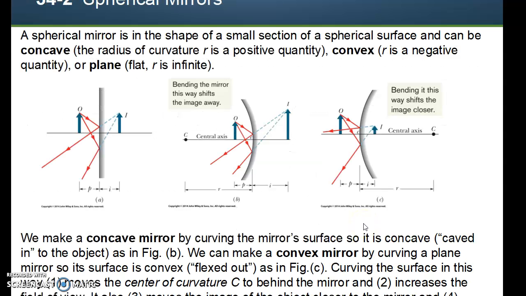Okay, spherical mirrors. A spherical mirror is the shape of a small section of a spherical surface and can be concave. That would be this one right here. This is concave. Think of this as caved in, and this is flexed out. So this is convex. Okay?